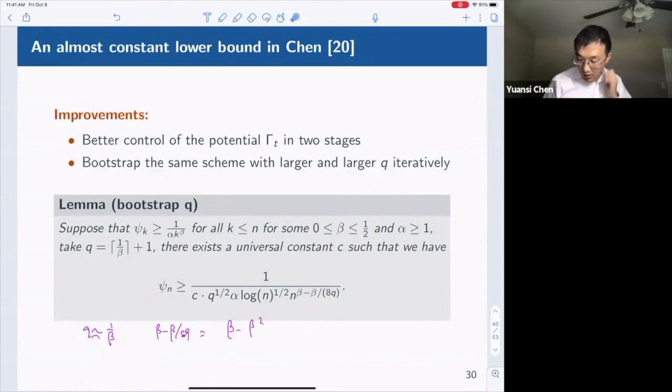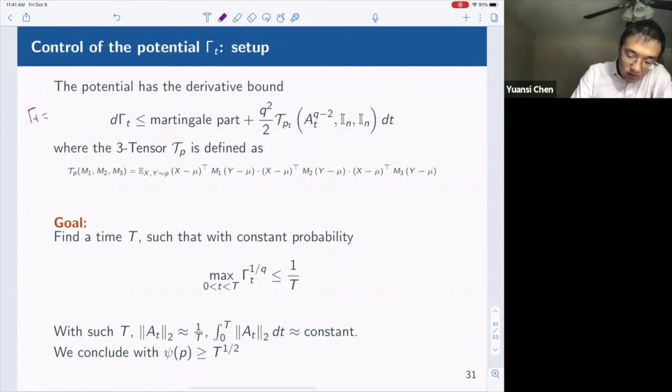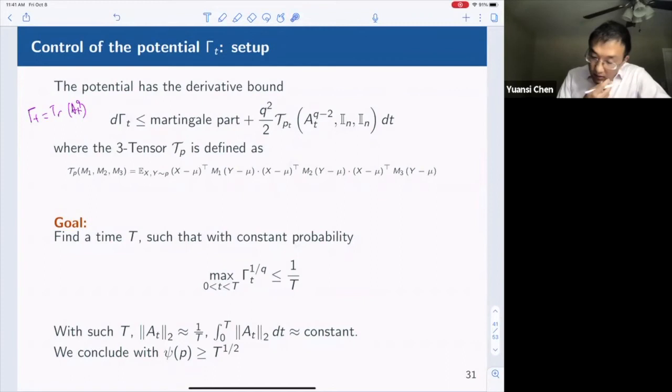So let's see how we actually control the potential function. This gamma t, recall that this is just trace of A_t to the power q, but now we want to use a larger q. And the interesting part is that we can rearrange the third order tensor terms by putting all the A_t terms in the first part. You only lose a little bit. Then you have a martingale part, then you have a third order tensor part. We simplify it to be only one term. And the focus will be just trying to bound this one term.